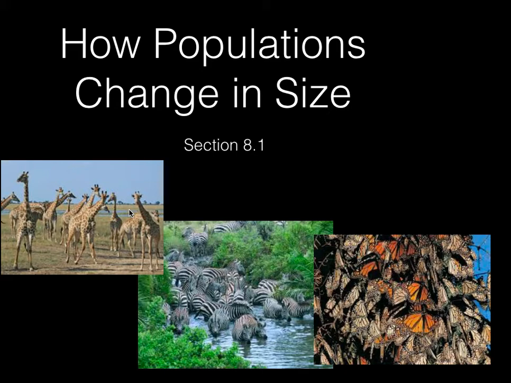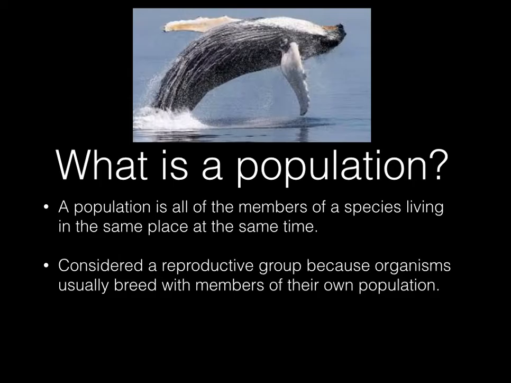And during this video, we're going to talk about populations and how they change in size and what factors determine what size a population might be. So what is a population? We've discussed in class that a population is basically all of the members in a species that are living in the same place at the same time. So these members can reach each other to reproduce.